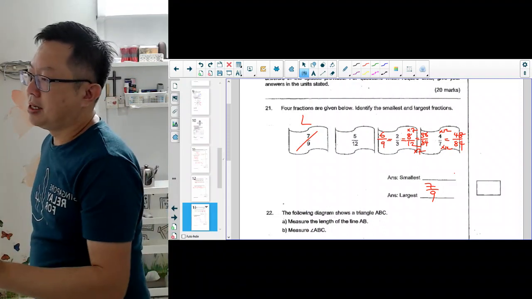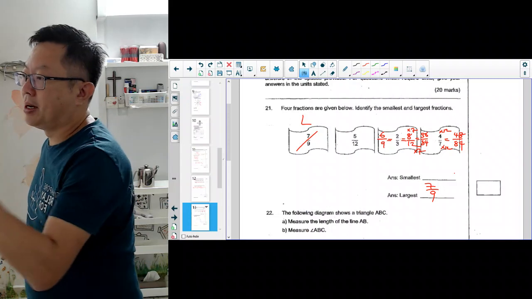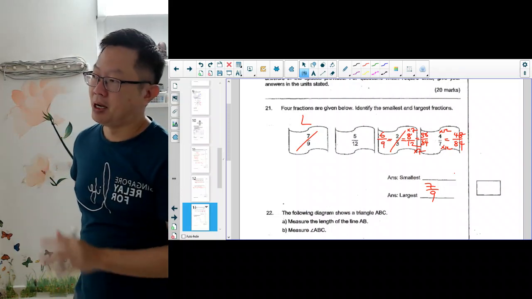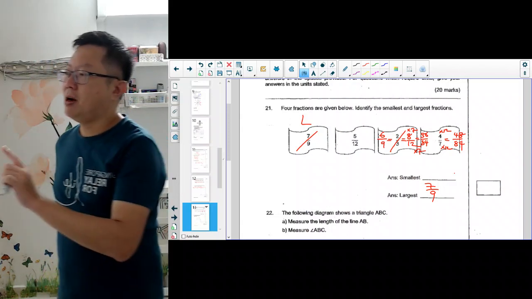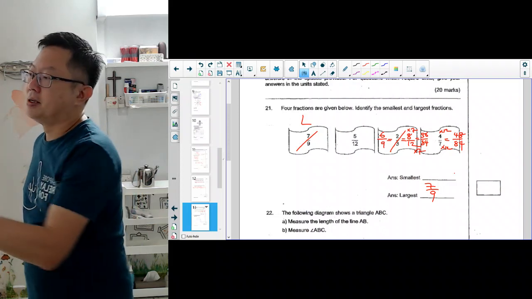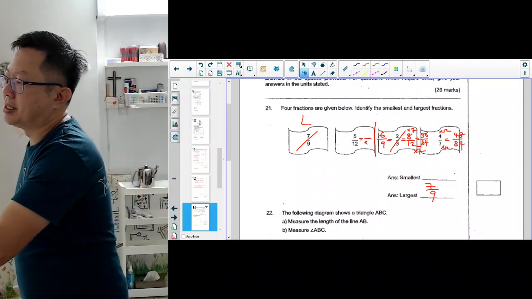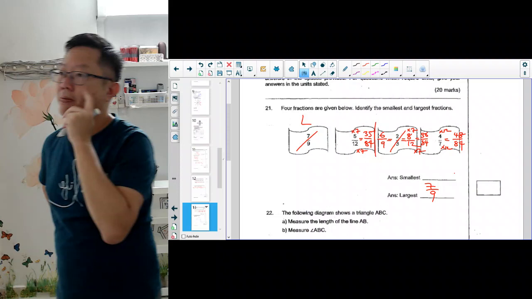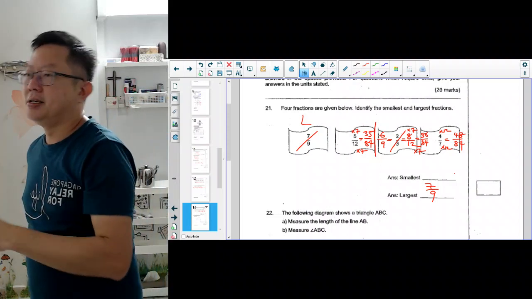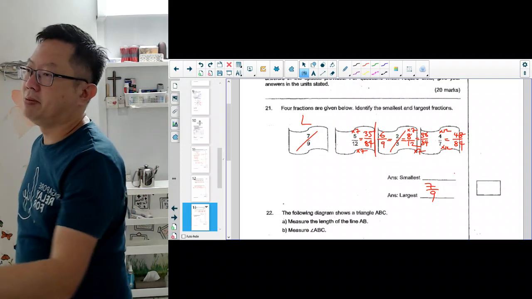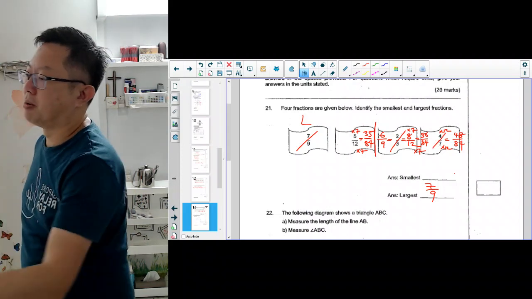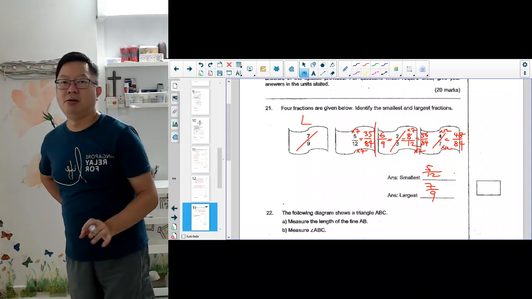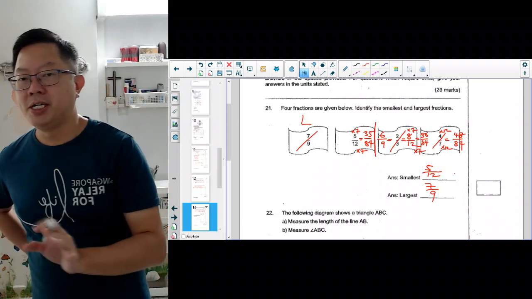Now, if my 8/12 or 2/3 is bigger than 5/12, then 2/3 cannot be the smallest. So my 5/12 will be the smaller fraction. Is my 5/12 smaller than 4/7? So I make the denominator the same again. I times 7 and I times 7. I will get 35/84. So now you can see that 35/84 is smaller than 48/84. So which means that the smallest fraction is 5/12. That's how you compare, by comparing two fractions at one time.